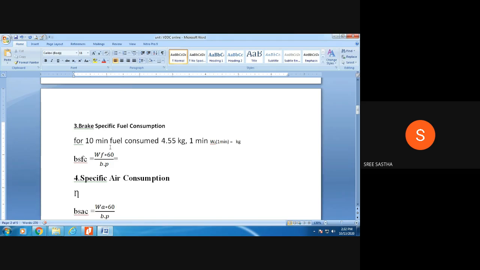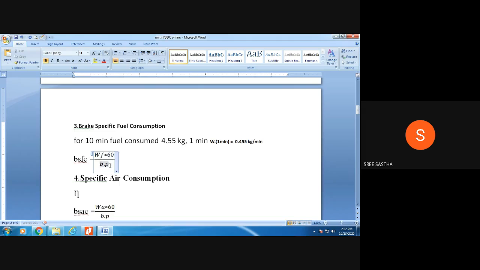Listen carefully. For 10 minutes, 4.55. So for 1 minute, divide this fuel quantity by 10. So this will be 0.455 kg. You should not substitute 4.55 kg directly in this formula, then it will be wrong. Why? Because it is for 1 minute, that is kg per minute only you have to substitute. This one is kg per 10 minutes, so you have to convert into kg per minute.